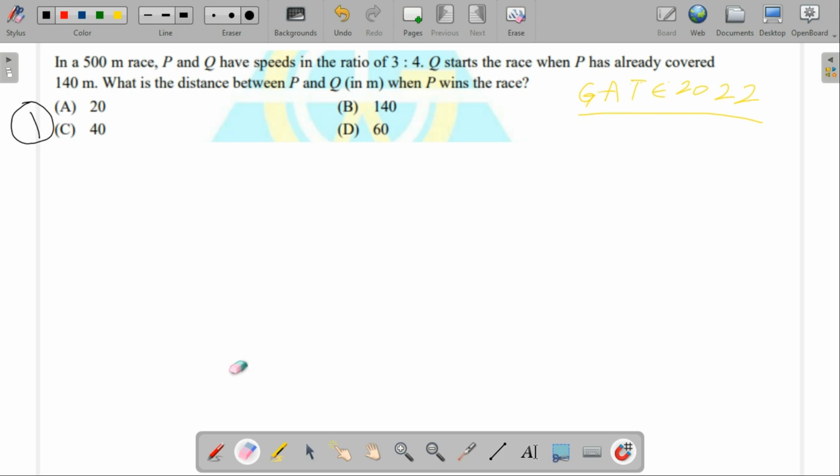Let's try to solve the problem from GATE 2022 paper. This is from Triple E. Let's try to understand the question first.